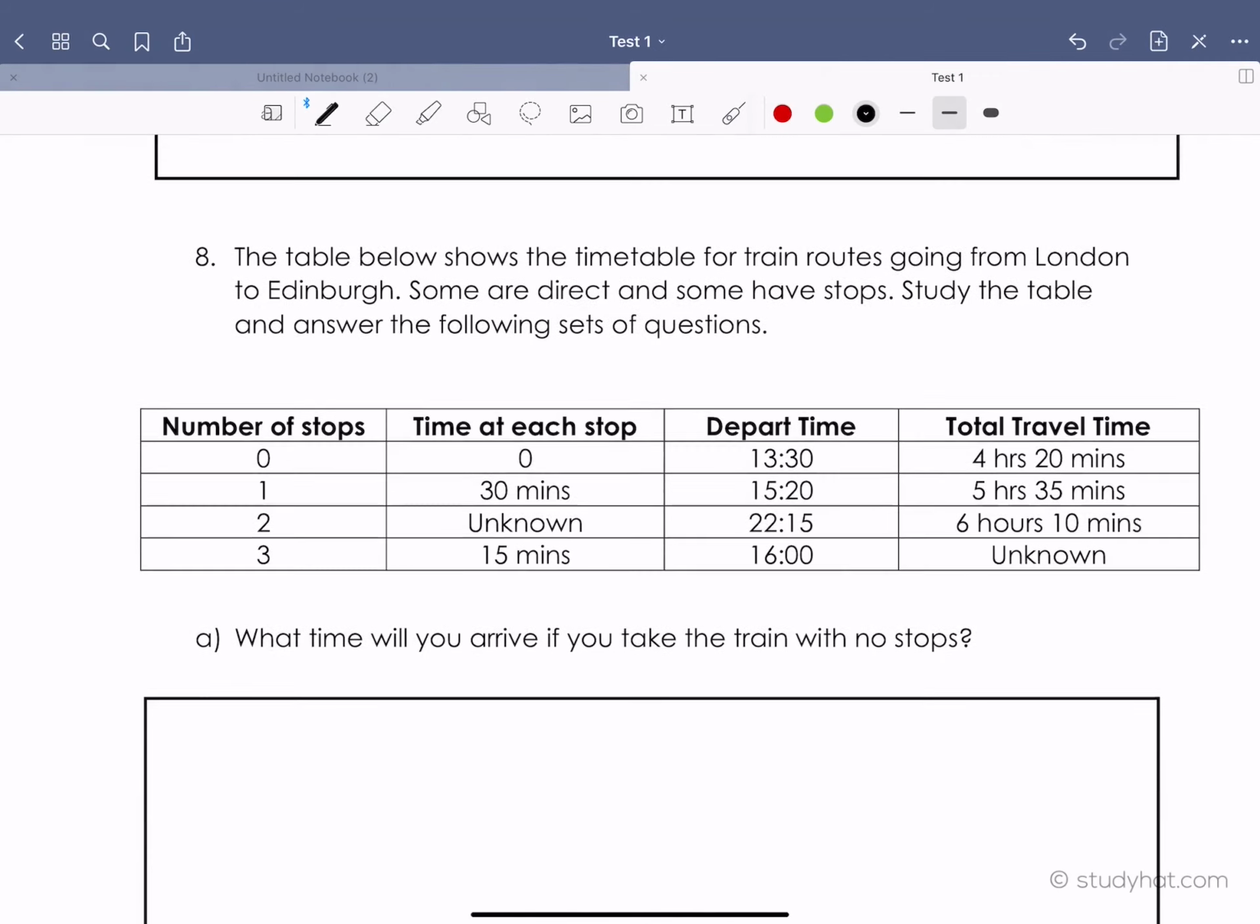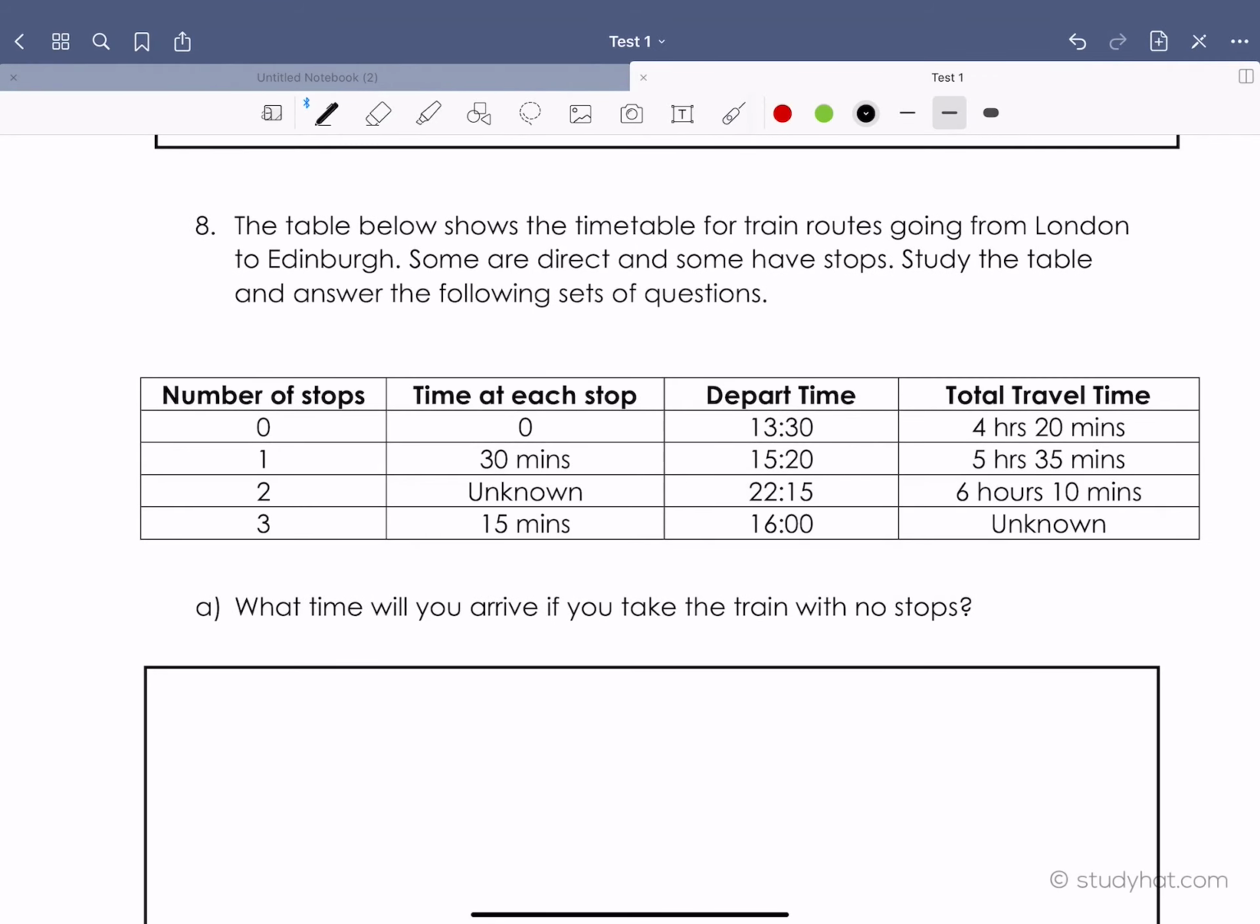Okay, one about travelling here. The table shows the timetable for train routes going from London to Edinburgh. Some are direct and some have stops. Study the table and answer the following sets of questions.